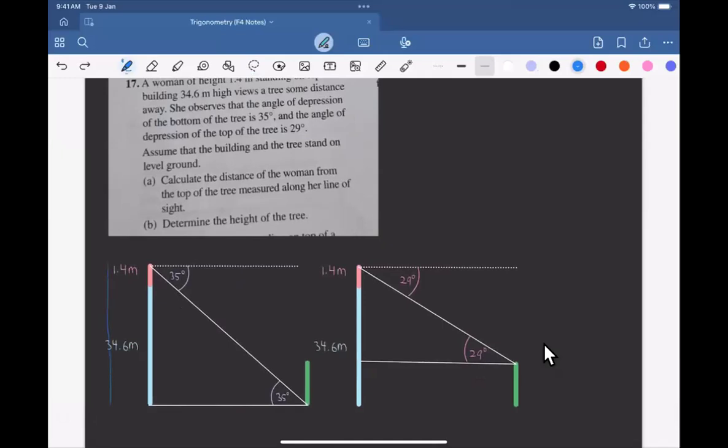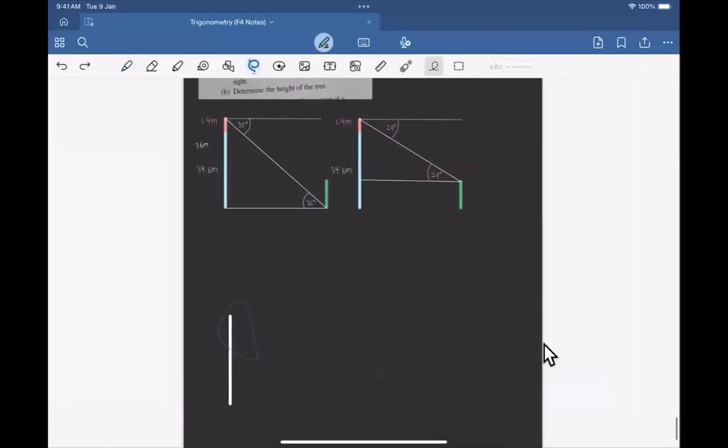Do we know what this length is? Yes, we just had to add the 4.6 and 1.4. And what would that give you? 36. Right. Let me show you the problem with the second diagram. Do we know this distance? No. Do we know this distance? No, we don't know that. So we had to use the first diagram. So let me use the first diagram and get things started.